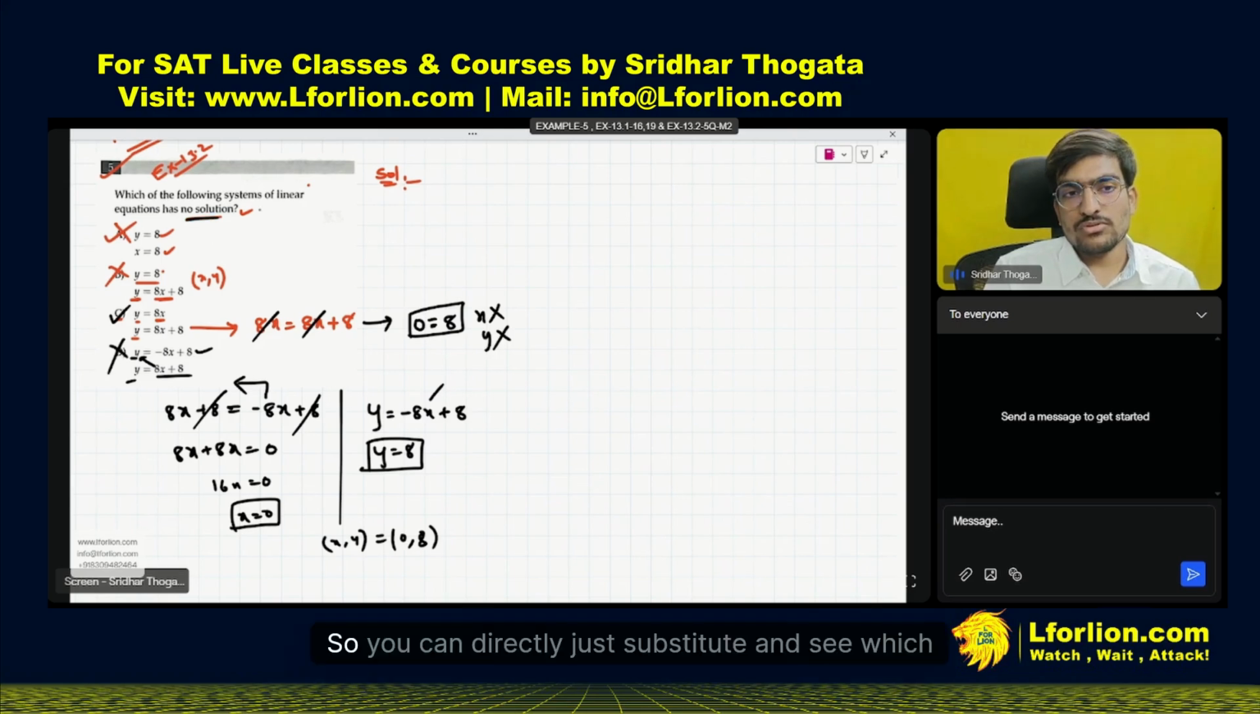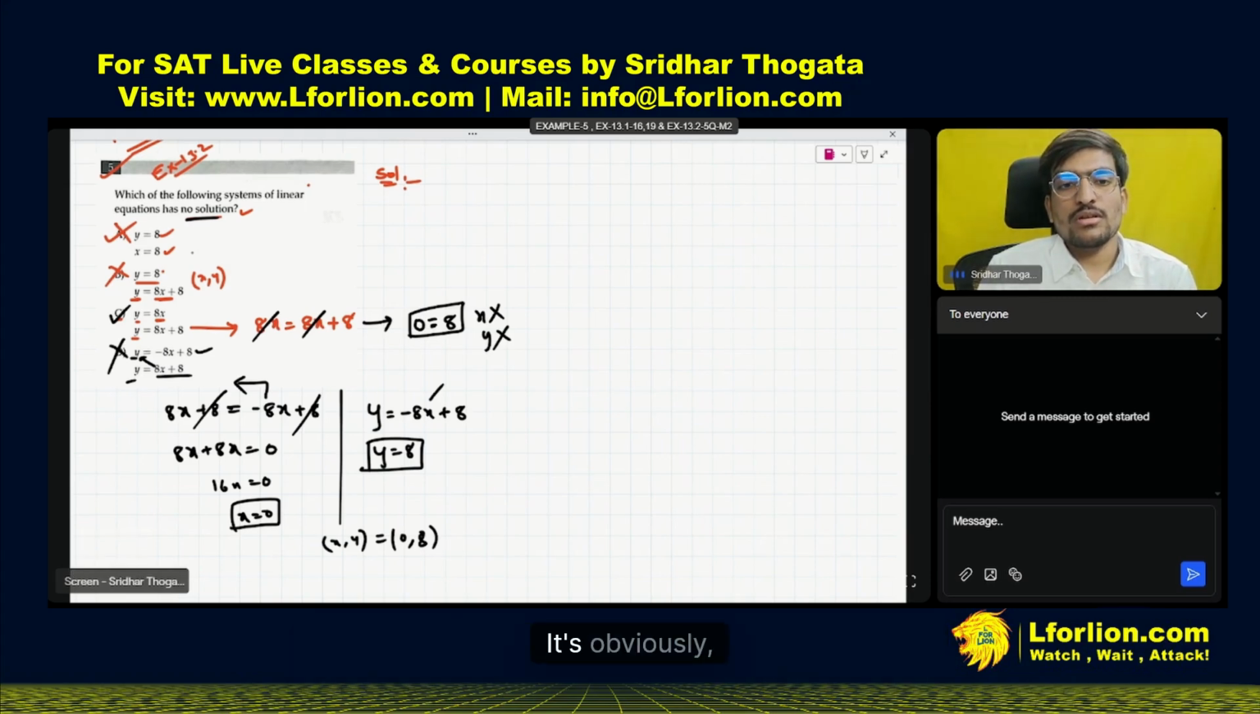Equations have no solution. So you can directly just substitute and see which one is getting a solution. It's obviously option C, which is not getting any solution. So option C is the right answer. This is the fastest way to get it.